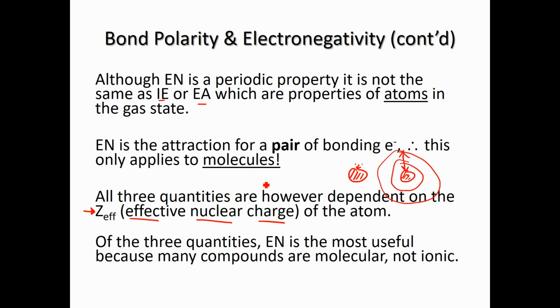Of all of these three quantities, ionization energy, electron affinity, and electronegativity, electronegativity is the most useful because many compounds in organic chemistry are molecular and not ionic. In inorganic chemistry, you're talking about mostly ionic compounds, but whenever we are considering organic chemistry, we'll mostly be looking at molecules, so we'll mostly dwell on electronegativity, not ionization energy or electron affinity as much.